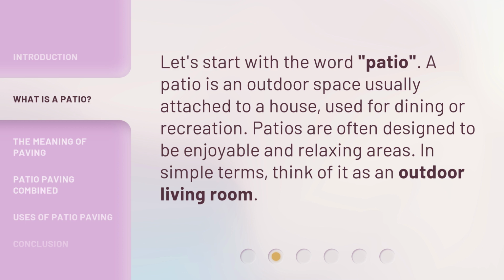Let's start with the word patio. A patio is an outdoor space usually attached to a house, used for dining or recreation. Patios are often designed to be enjoyable and relaxing areas. In simple terms, think of it as an outdoor living room.